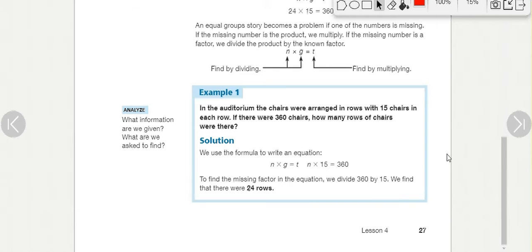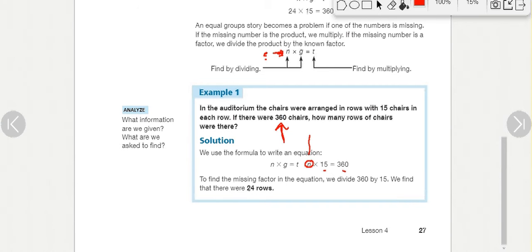Example 1, why don't you just quick read that to yourself. See, now they've taken one of the amounts out. Pause if you need to. What have they removed? N, G, or T? Which of these has been removed? Looks like N is not in here, right? They told us the 15. They told us the total, the 360, but we need this part, okay? So we can do that. Think of it as missing number problem if you want.